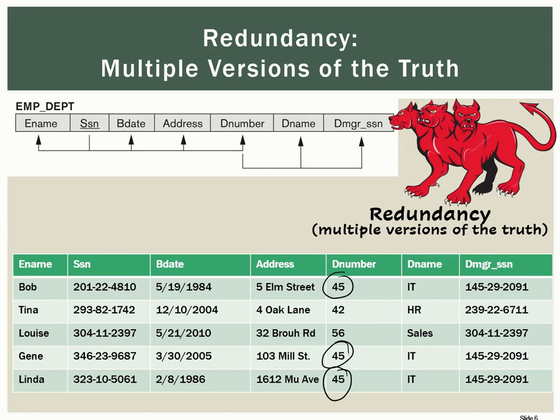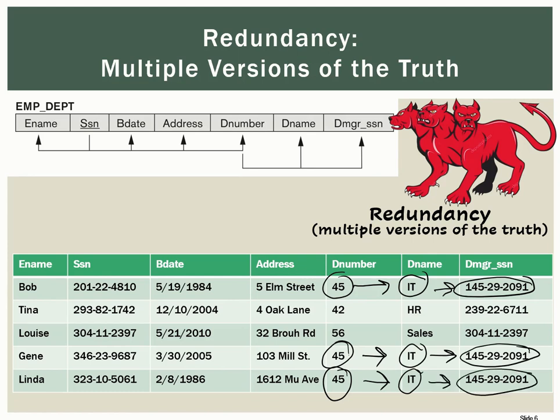But how many times do I want to store the information that Department 45 is IT? I stored it once with Bob, I stored it again with Jean, and I stored it one more time with Linda. Not only that, but I'm also storing that the IT department's manager has this social security number. I store that with Bob, I store that again with Jean, and I store it again with Linda. So this three-headed monster is literally represented in our table. I've stored the information 3 times.